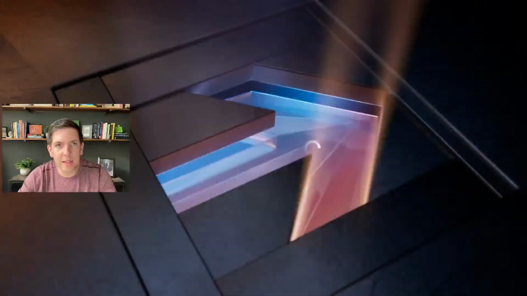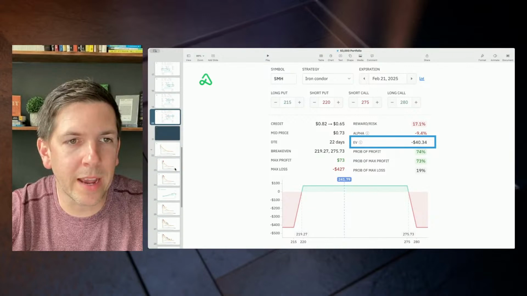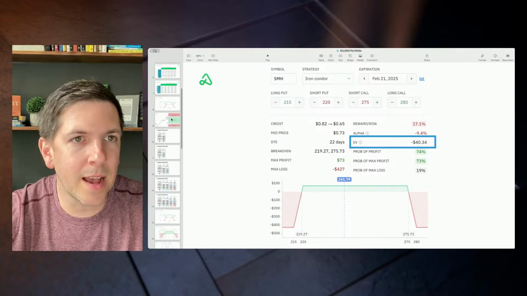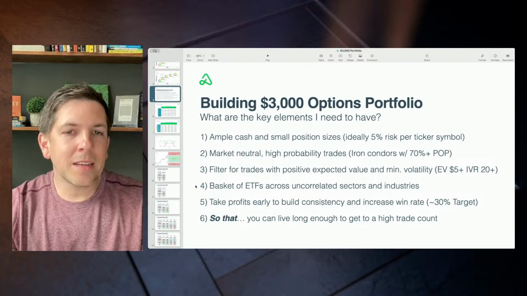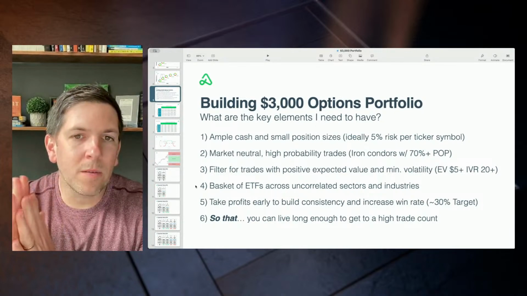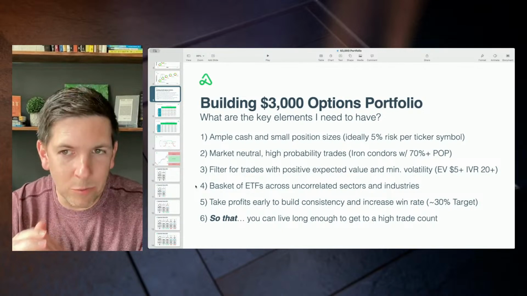All right. So the next component of our portfolio that we're going to be building out is this line item that I put in here, number 4: we need a basket of ETFs that are across uncorrelated sectors and industries. I think this is a really important one.